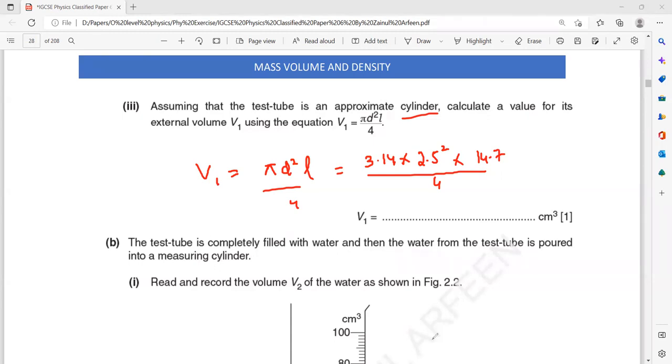28.8 according to the mark scheme. So what value did you get? I think there's a mistake. Did you square that? Square, no, sir. I will do it now. Yeah, 72.1. 72.1. So 72 centimeter cube.